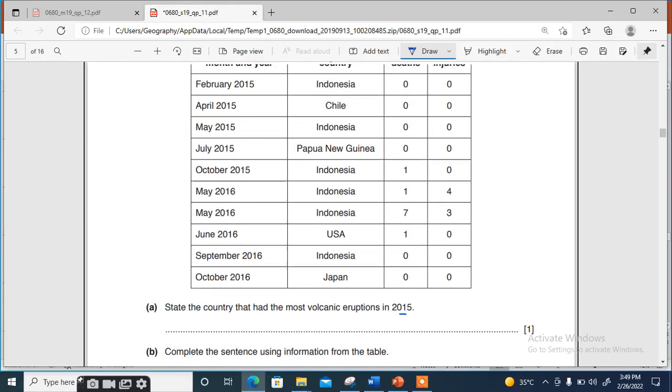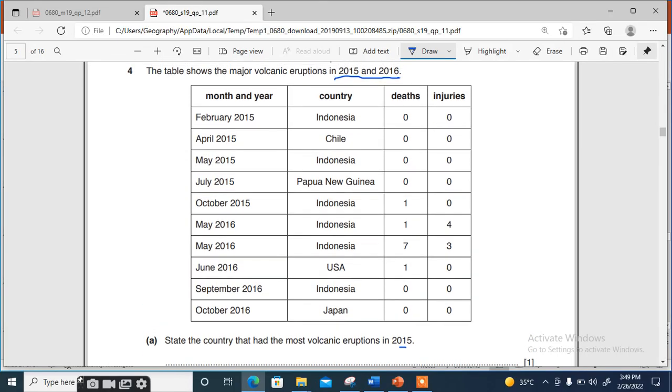So go back to your table. Here we have deaths, we have injuries. Now, if you look at this table, they did not specify any heading with number of volcanic eruptions. However, they said country and month of the year, so everything that is taking place here is the volcanic eruption data. Now, in 2015, you tick off 2015.